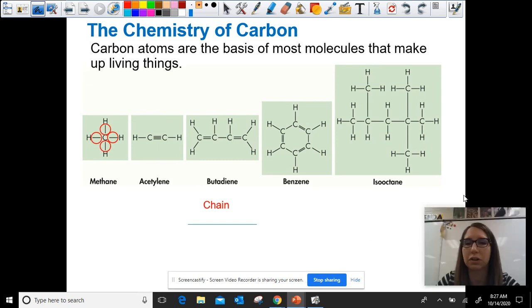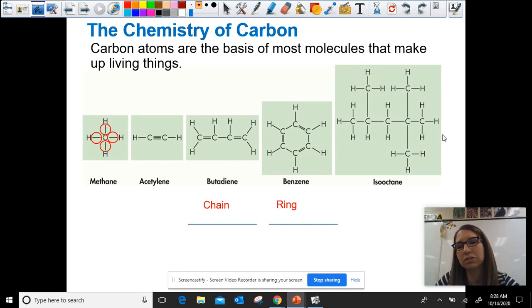There are different structures that we can look at here in terms of shapes that these carbon atoms can form based on how they interact with other atoms. So we have chain structures like acetylene here, butadiene here. That's also a chain structure. Isooctane here is also very much a straight kind of chain structure. But then we also have rings. So we have these benzene rings, and they're going to be rings in the nucleotides that make up our DNA. There's going to be rings sometimes in the proteins that make us up.